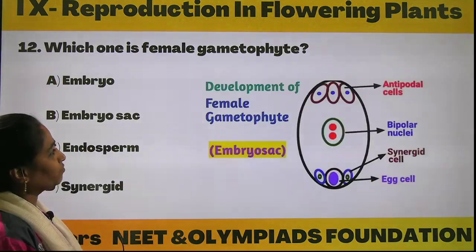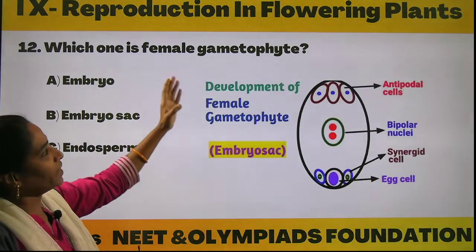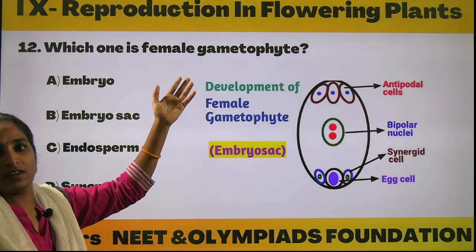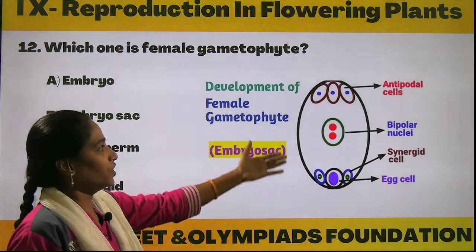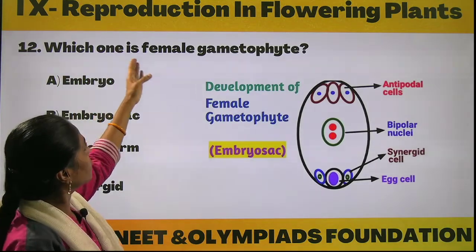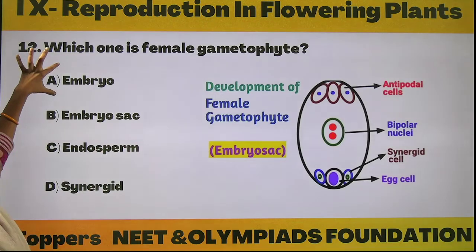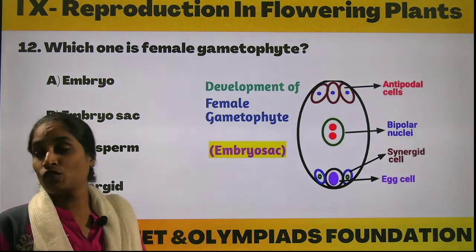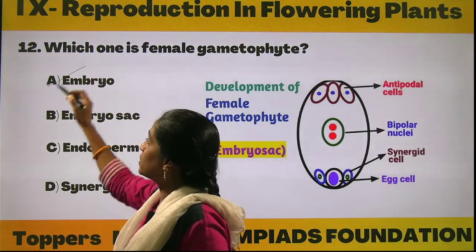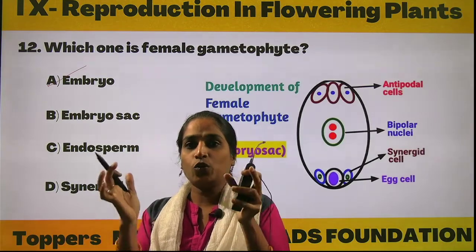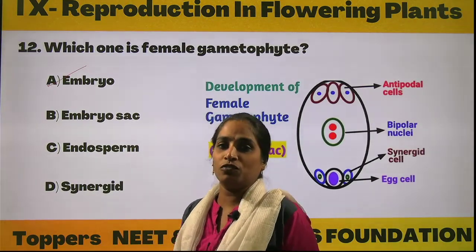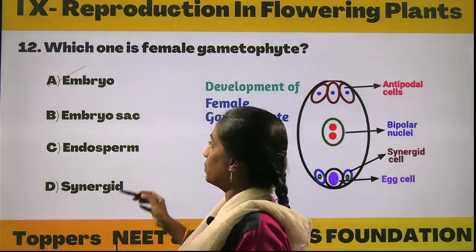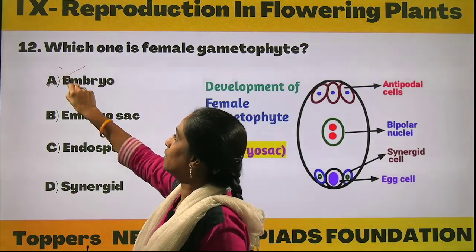Right? Next question. Which one is a female gametophyte? A very easy question. Up till now we have discussed the female gametophyte in depth. Which of these: embryo sac, endosperm or the synergid? What is an embryo? An embryo is a group of cells formed after the formation of a zygote, in plants and also in animals and human beings. So this is the wrong option.